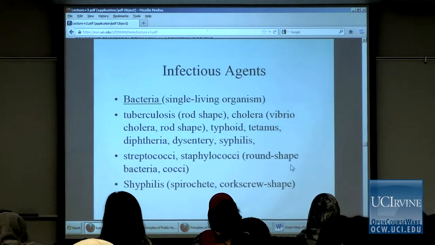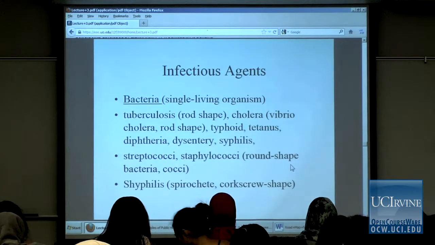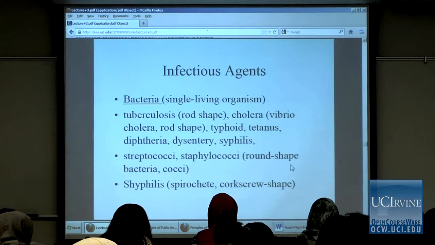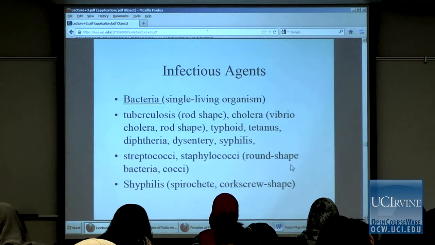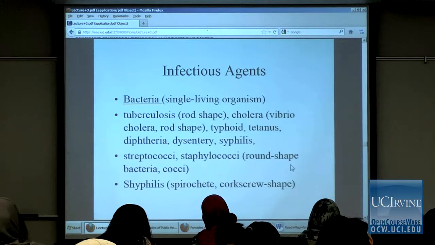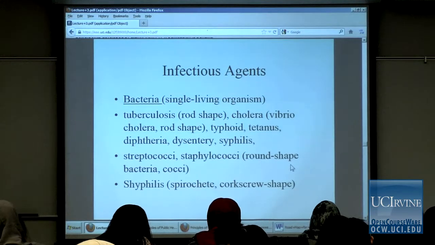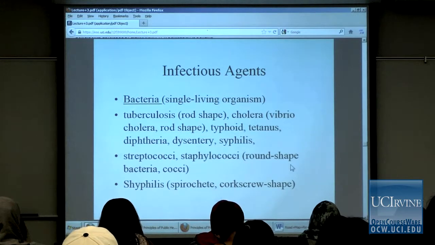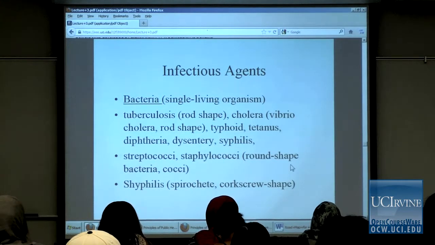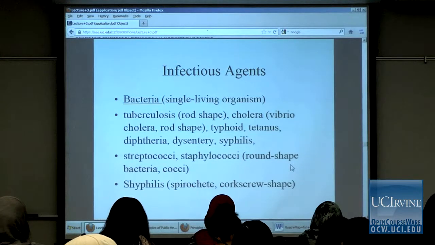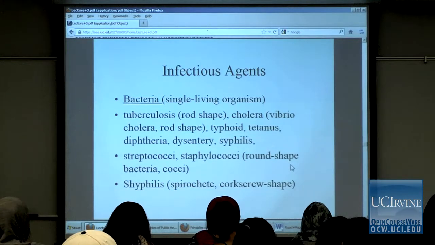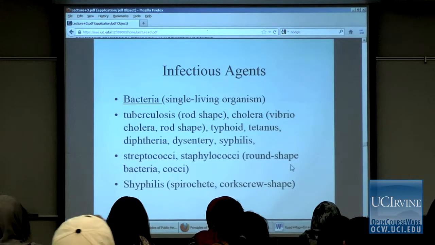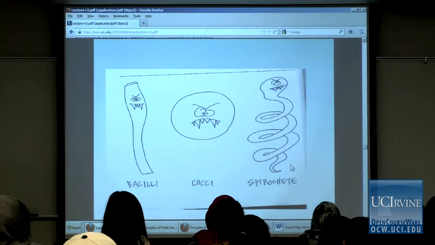So we have the bacteria. You need to know also the basic diseases that are of bacterial connection, which means they are caused by bacteria. Like tuberculosis, cholera, typhoid, tetanus, and all of that. So you need to know what is connected with this type of diseases. And some names like streptococci, staphylococci, so they receive the names also based on the shape.